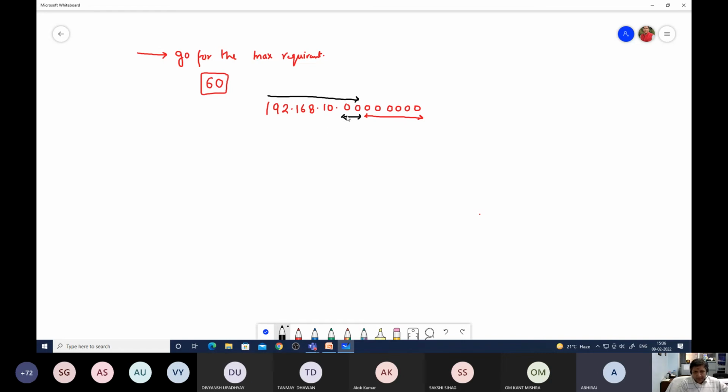So if you write these 2 bits, the combination would be 00, 01, 10, 11. This is going to be the combination. So what we are doing is, if this is the address space of 0 to 255, we are dividing this address space into 4 equal parts. This is the first step when you want to assign 60 hosts.